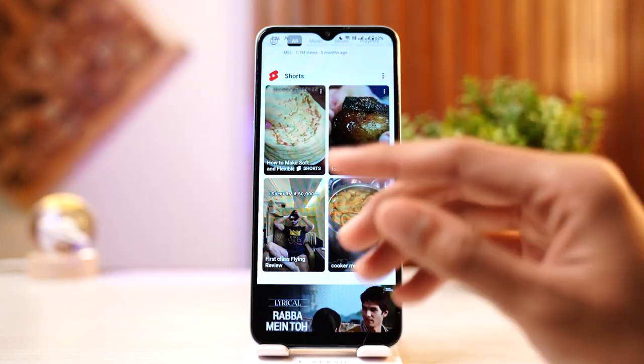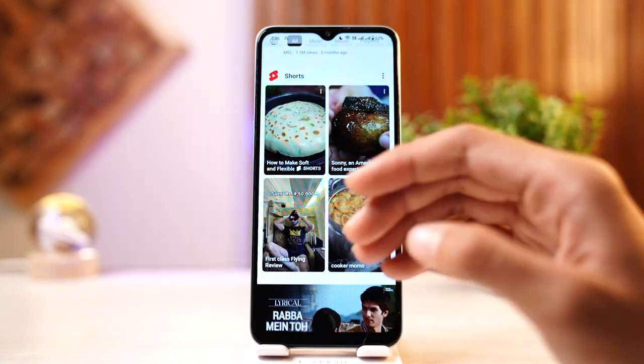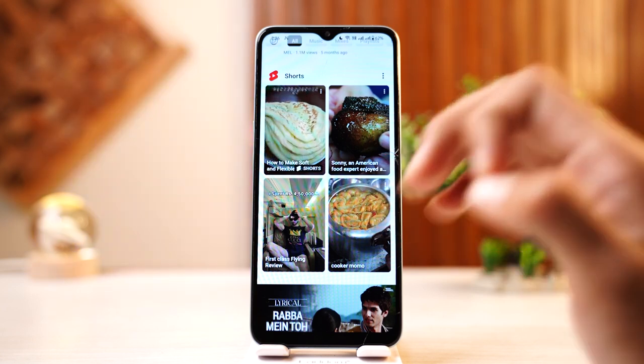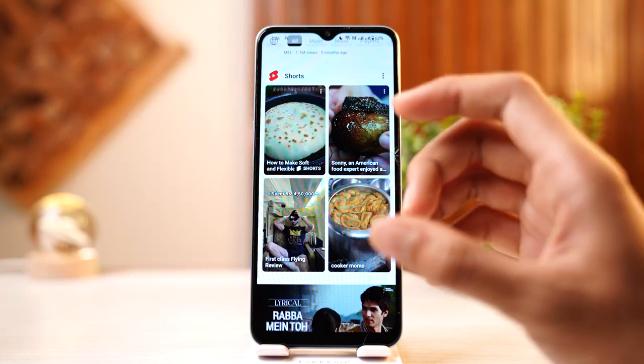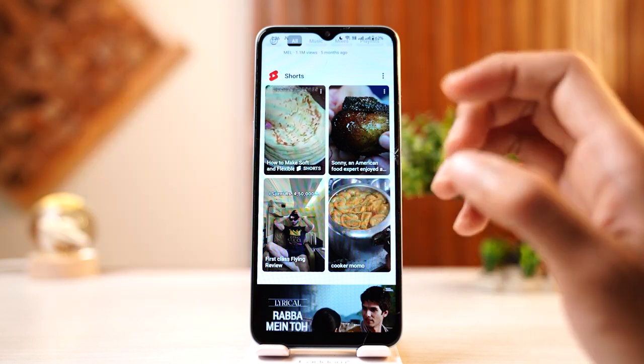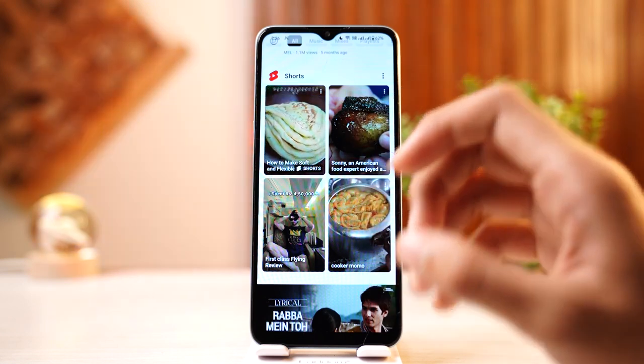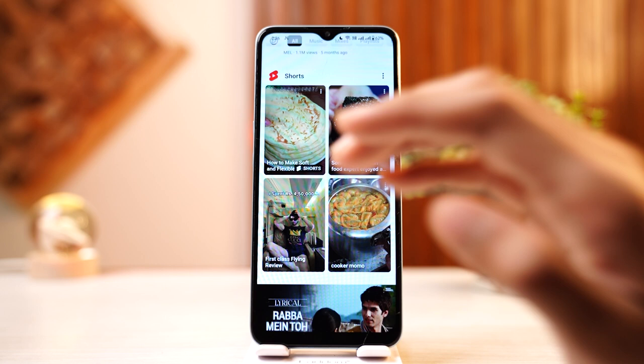The hook should start with a question or visual payoff immediately.